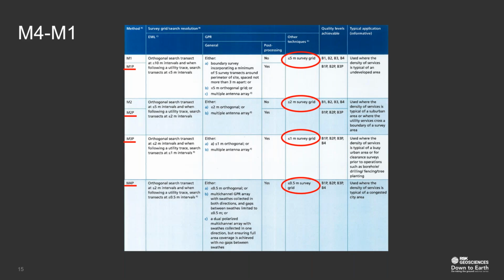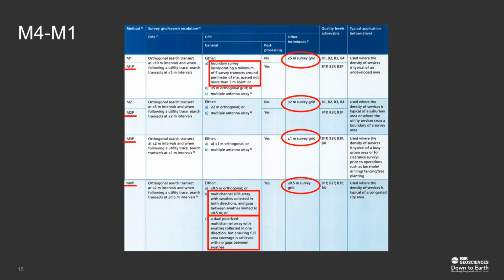There are some alternatives within these methods. So we have M1, which can also incorporate a perimeter survey. We have M4PB, which describes the use of a multi-antenna array, such as a dual frequency GPR system, being used orthogonally, or alternatively, you can use a stream seed GPR, collecting in one direction, which would then be combined with a classic single channel system, which would be collecting data orthogonally at half a meter spacing specifically.